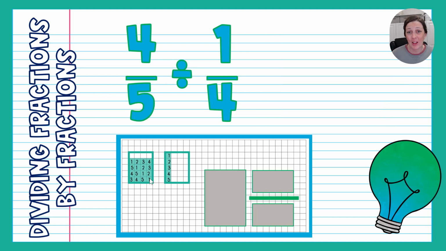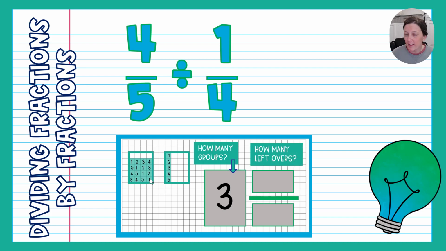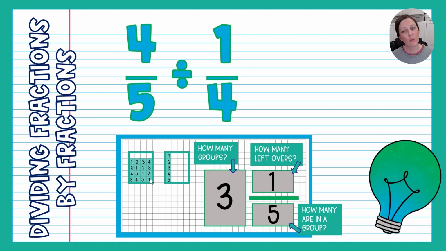So here's what that's going to look like. First question is I want to know how many groups I was able to make. That's going to be the whole number in my answer. We said we were able to make 3 groups of 5, so that's my whole number. My second question I want to ask myself is how many leftovers did I have? That's going to be my numerator. Well, I had 1 left over, so I've got 3 and 1. How do I get my denominator? Well, that's how many were in a group. That's going to be 5 in this case. So 4/5 divided by 1/4 is 3 and 1/5.